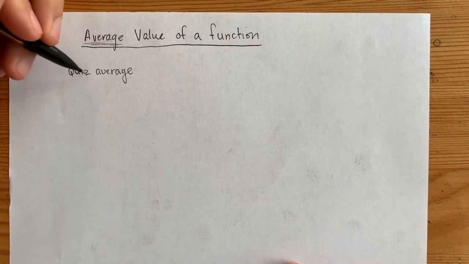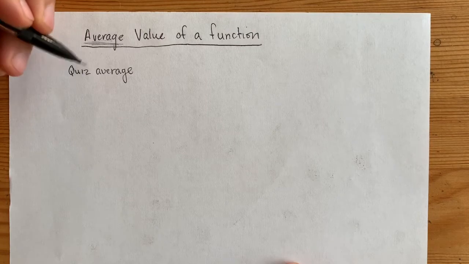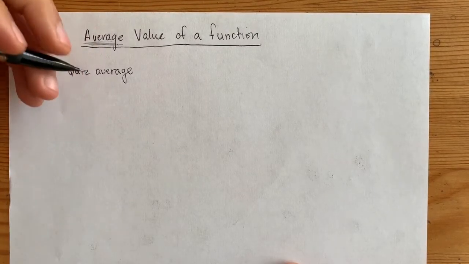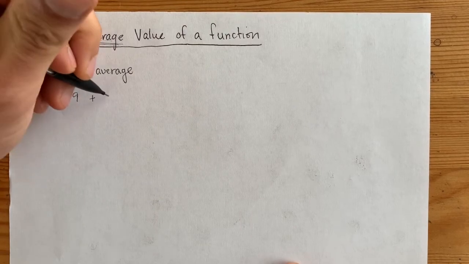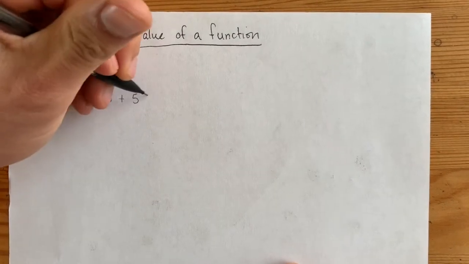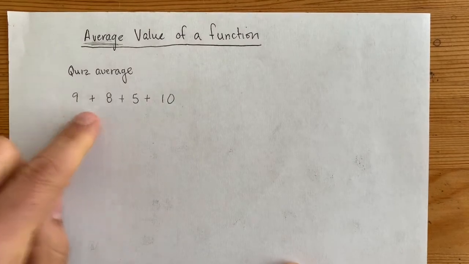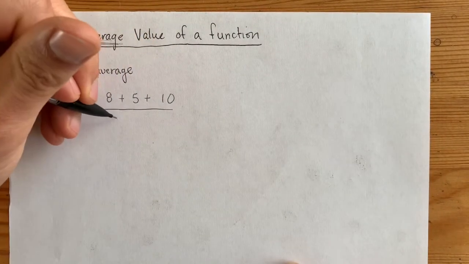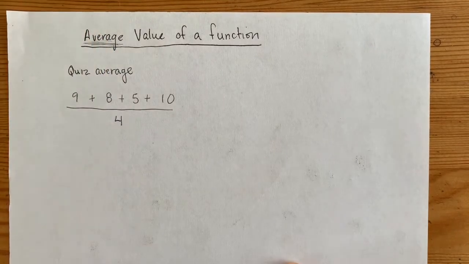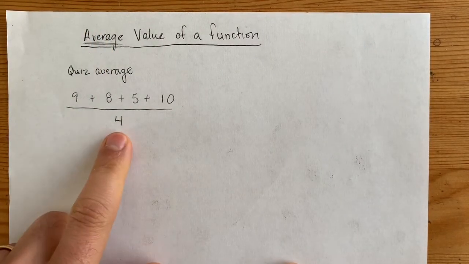If we wanted to find the average quiz score, what that would mean is you would take the quiz scores that you've gotten and add them up. So let's say you got a 9, an 8, a 5, a 10. 4 different quiz scores. You would add those up, and then you would divide by the number of scores you have taken, how many quizzes you've taken.